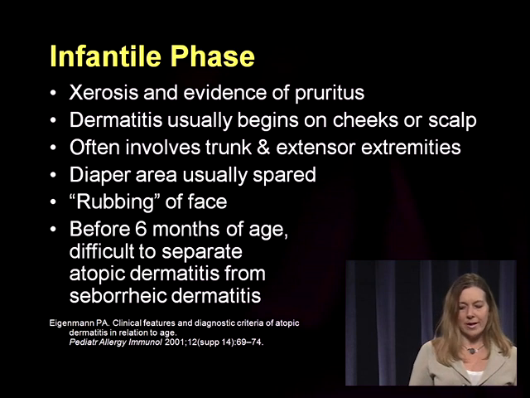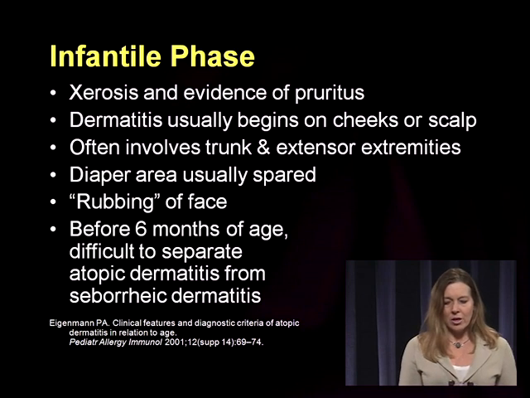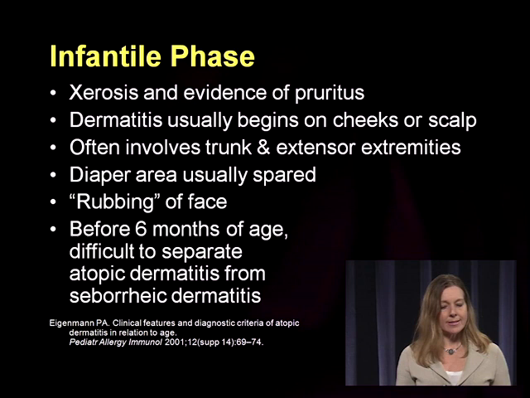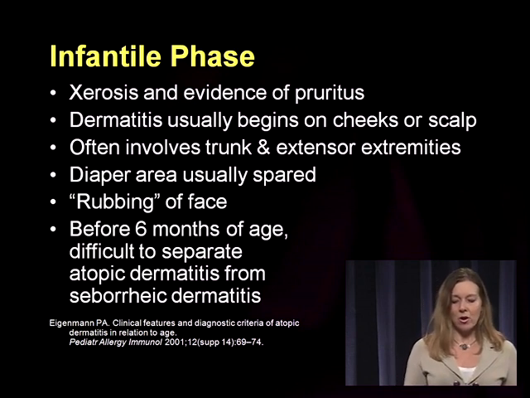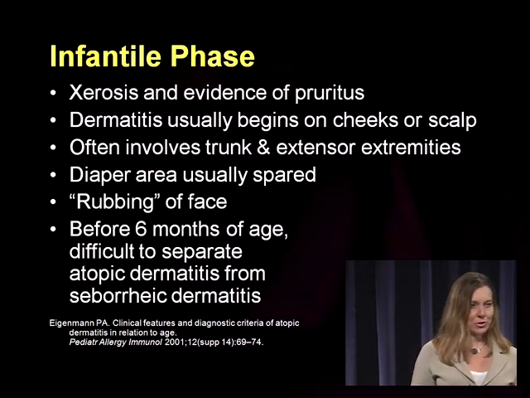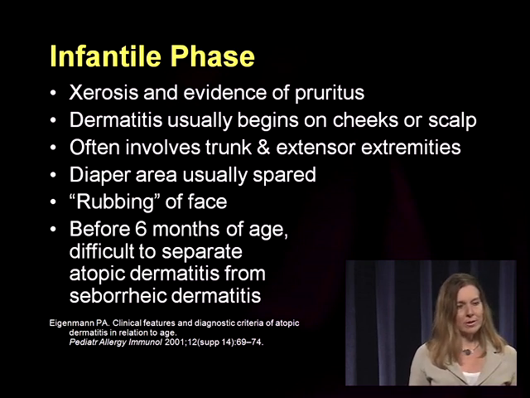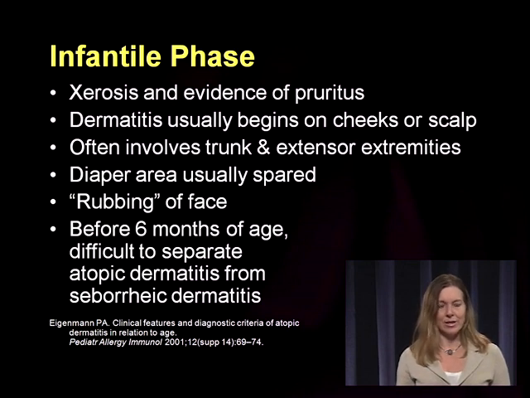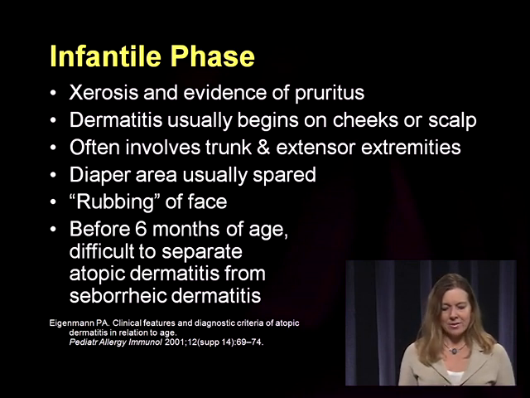So the infantile phase, all of these phases are going to have dryness and itching of the skin. The distribution with infantile phase is usually, like that picture I showed a few slides ago, usually a lot of involvement of the cheeks and scalp. There's often extensive trunk involvement, and often there's a significant involvement of the extensor extremities. And that can be a helpful clinical clue when you're trying to discern between atopic dermatitis and seborrheic dermatitis. Another really helpful clue is the diaper area is generally spared with the infantile phase of atopic dermatitis.